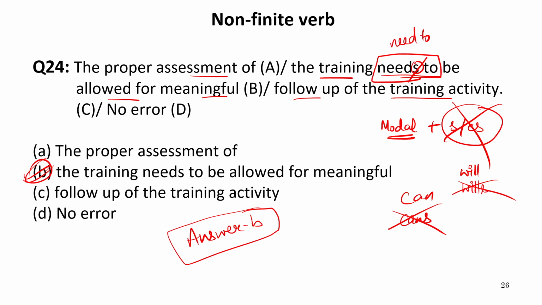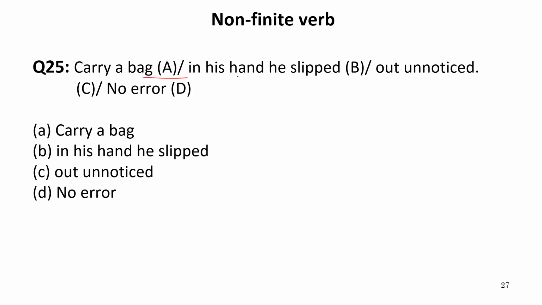Now let us move to the next one. Carry a bag in his hand, he slipped out unnoticed. Now this carry is incorrect because this is just a verb, or just like a command. But here we do not require a verb. In fact, we require a participle. So it should be carrying a bag. So the error is in part A.